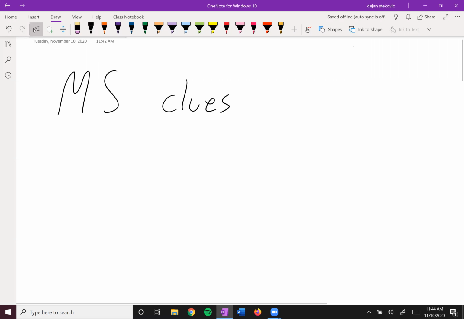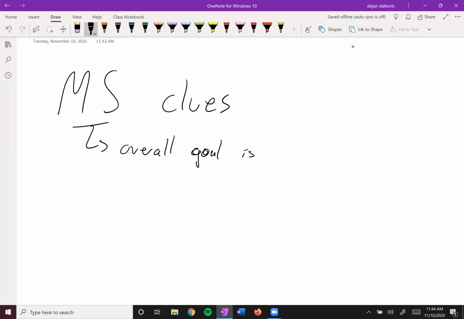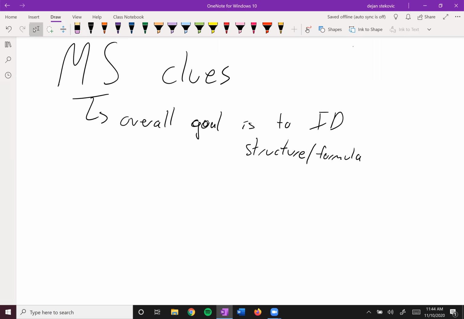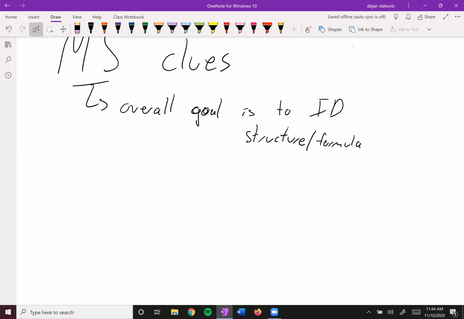All right, so let's take a look at some other clues that mass spectroscopy gives us. Remember that our overall goal here is to identify the structure/formula of our compound, right? And so the main thing we pull from mass spectroscopy is the overall molecular mass of the compound, which is obviously very useful in determining what the compound is. But there are some other good pieces of information we can pull out from mass spec.